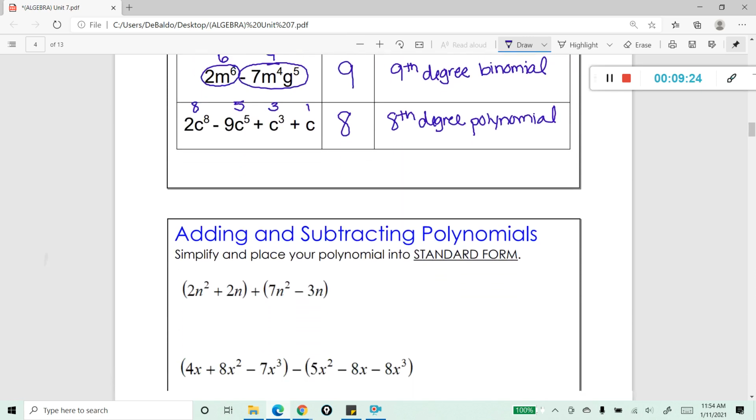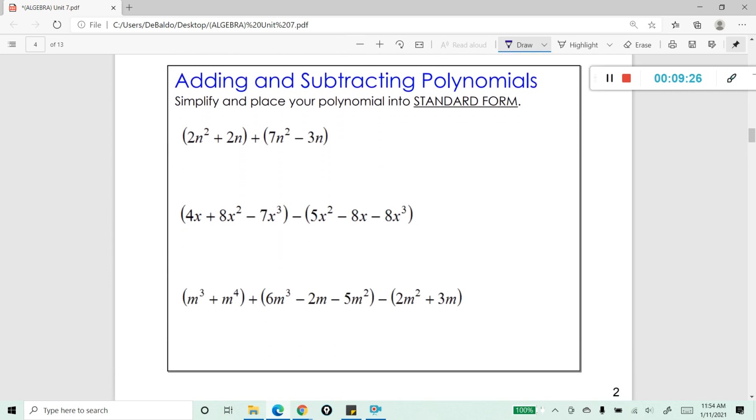Okay, let's bump it up a little bit. Now we're going to take that understanding and talk about how to add and subtract polynomials, put them into something called standard form, and then give it a name. So here's how we add polynomials. It's basically just combining like terms. You just have to do a little bit of extra thinking. In this first one, we have a binomial being added to a binomial. So what you want to do is locate the terms that are the same in each of the quantities.